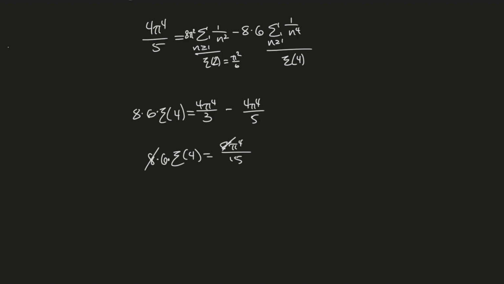We can clearly divide by 8 on both sides and multiply by 1/6, giving us the final result that zeta of 4, which was the sum n greater or equal to 1 of 1 by n to the 4th, is pi to the 4th over 90. And that's a pretty sick result.